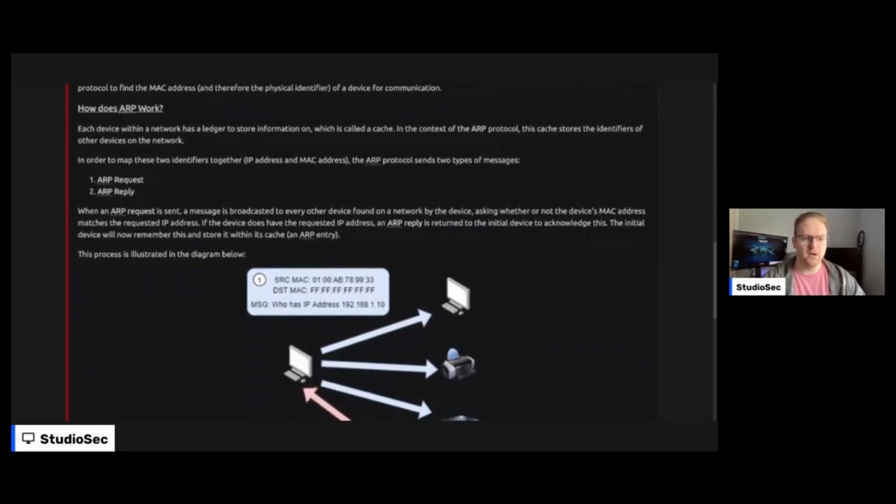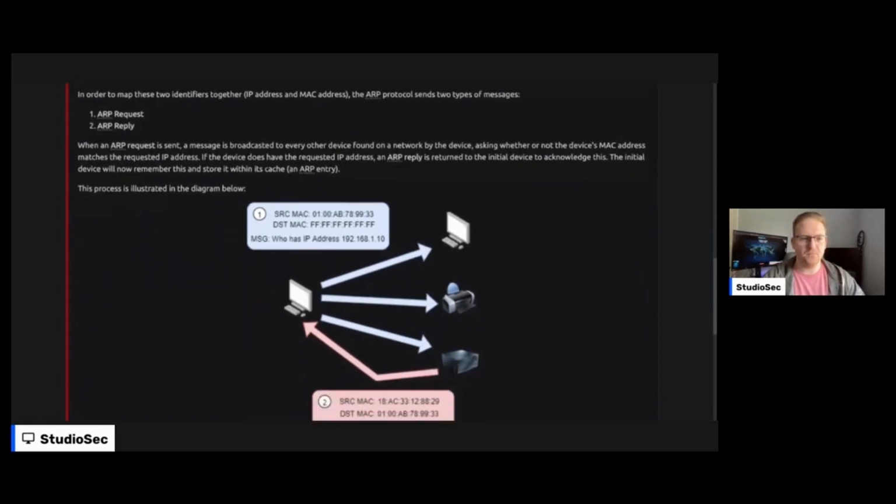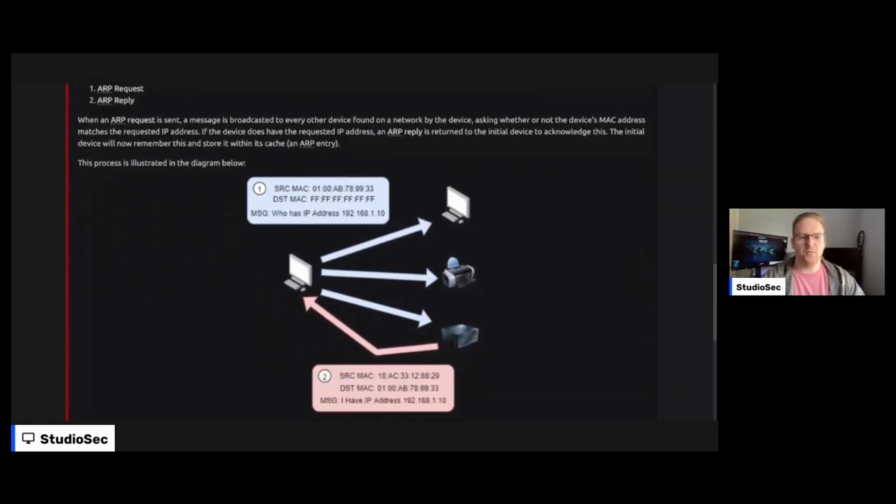How does ARP work? Well, you get a request and you get a reply. So pretty simple, right? When the ARP request is sent, a message is broadcast to every other device found on a network by the device, asking whether or not the device's MAC address matches the requested IP address. Basically like, hey, does this match? And then you'll get a response saying, yeah, I actually have it as this.